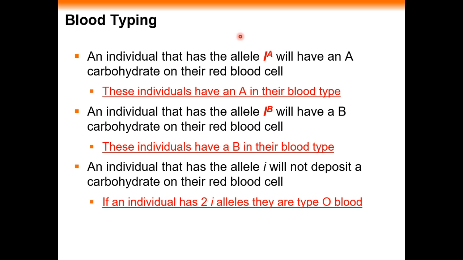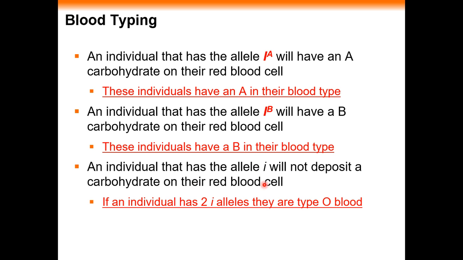So if an individual has this, IA, they will have an A carbohydrate on their red blood cell. They will have an A in their blood type. So if you have type A blood, you have at least one of these. If you have type AB blood, you have one of these, an allele of IB. If you have this allele, you have a type B in your blood. If you are type AB, you have this and this. If you are type B, you have this, and then maybe another one of that or something else.